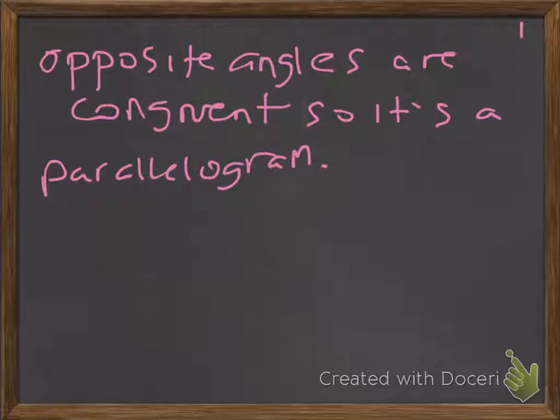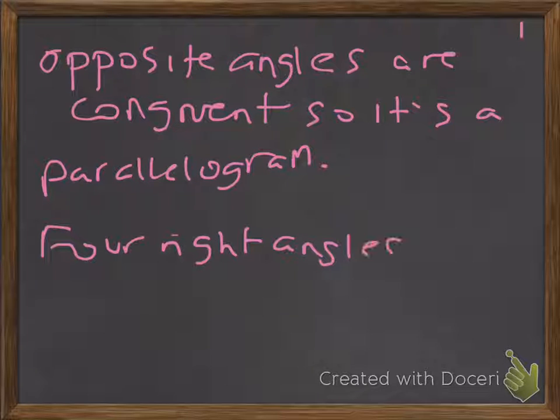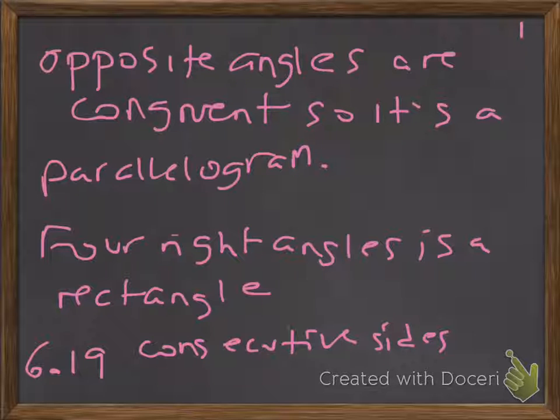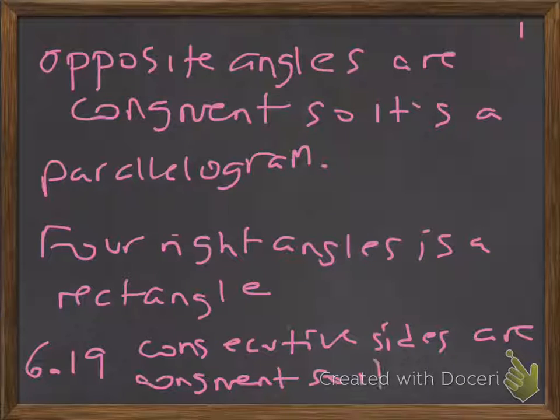And then, if each of the measures of the angles are 90, then it has four right angles, so it's a rectangle. And so now we have that it's a parallelogram and a rectangle. And then also there's theorem 6.19 where it says consecutive sides are congruent. So it also said that the consecutive sides are congruent. So it's a square.